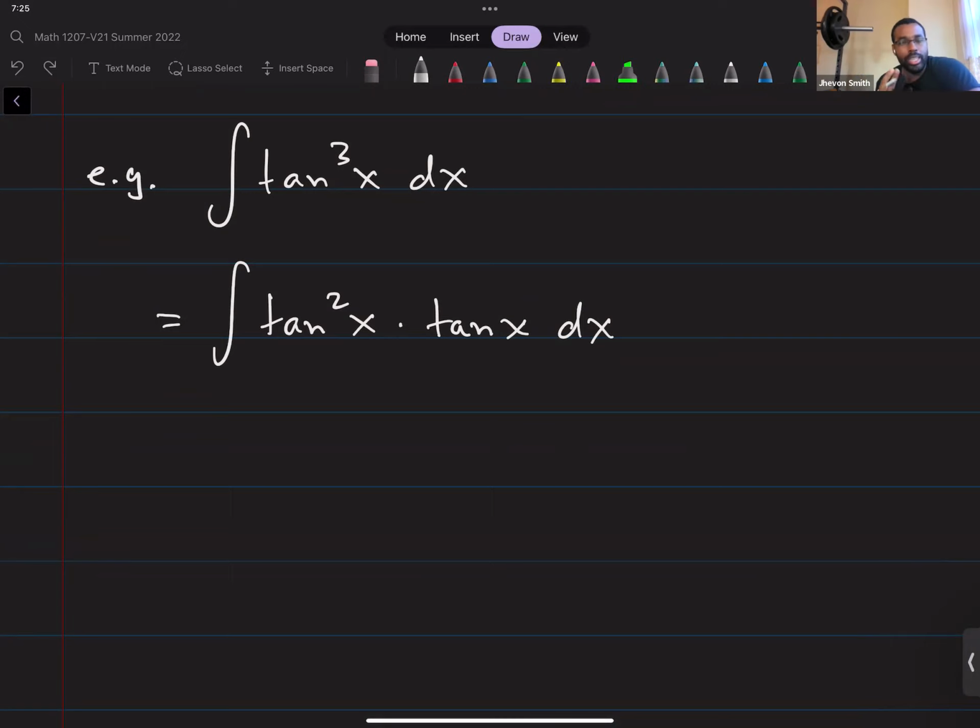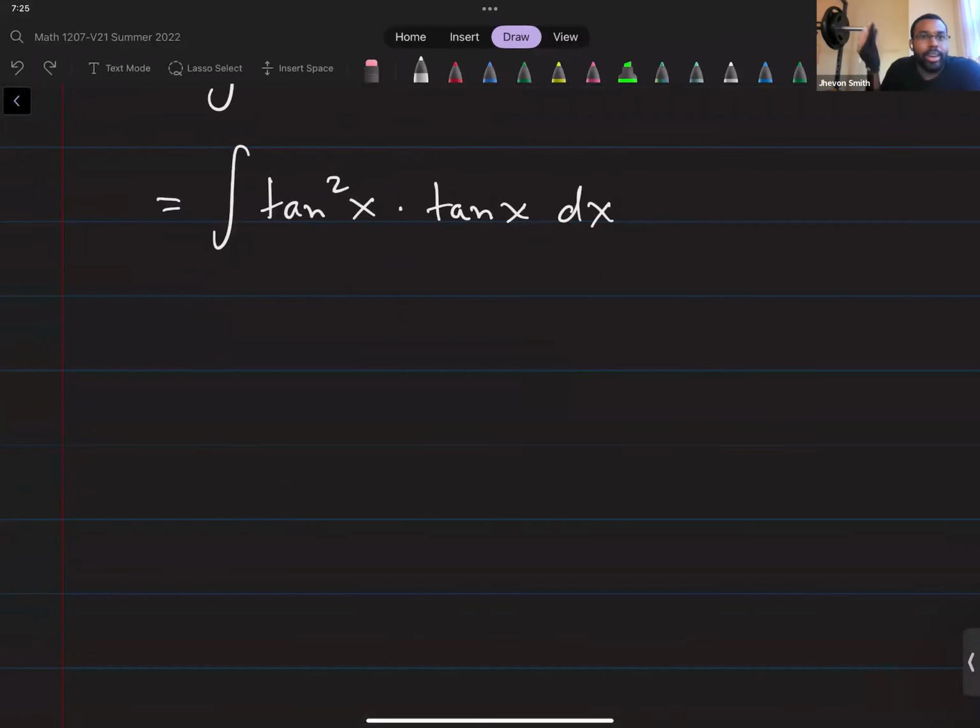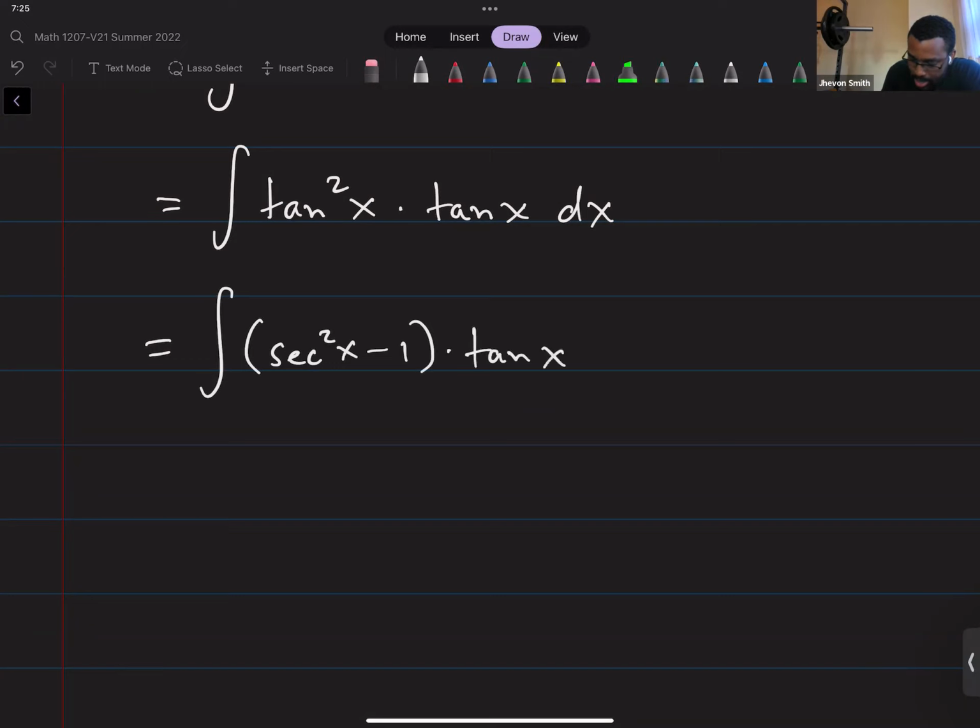It's very weird dealing with a tangent cubed. You don't really know a formula off the top of your head for a tangent cubed. You do for a tangent squared. So maybe I'll just split that into a tangent squared times tangent, right? At this point, you're like, well, what can I do now? Well, I can't do anything with a tangent squared and a tangent. So maybe if I change this to a secant squared minus one, and that's a tangent, that can do something.